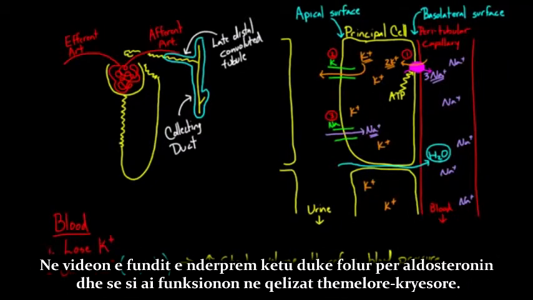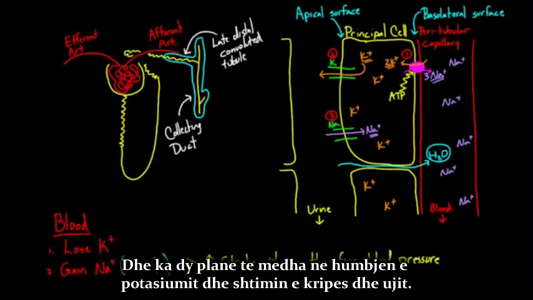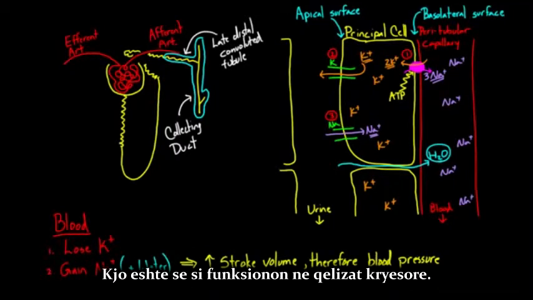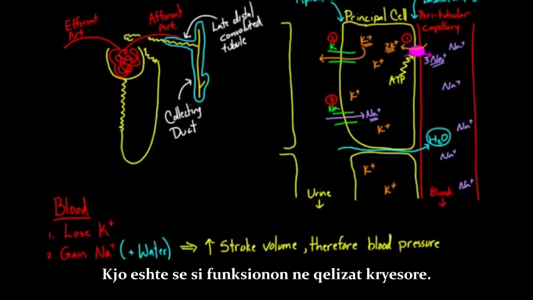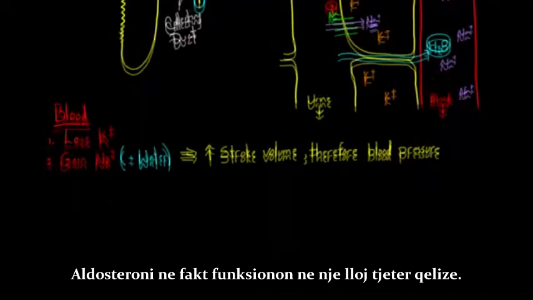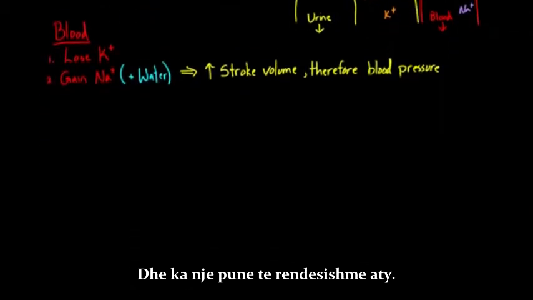So in our last video, we left off talking about aldosterone and how it works on the principal cell. There, the two big ideas were losing potassium and gaining salt and water. So that was how it worked on the principal cell. And aldosterone actually works on one other type of cell and has an important job there as well.